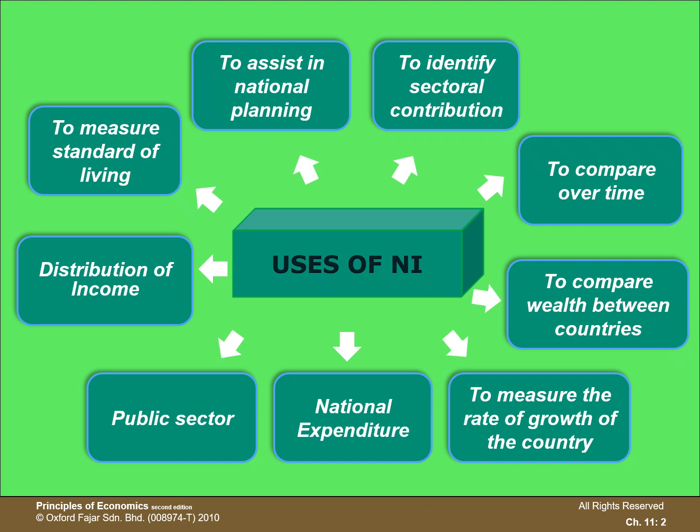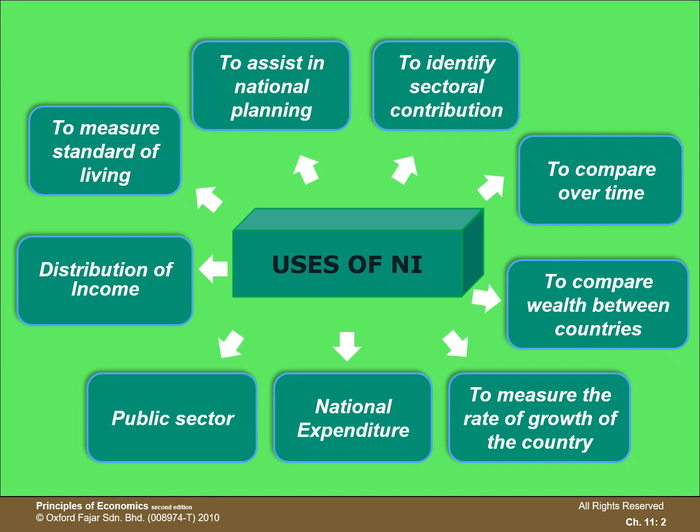Based on the information provided by National Income Statistics, the government can make planning for the future. For example, if the government has identified that the agricultural sector needs to be stimulated, it will then design some measures to achieve this objective.